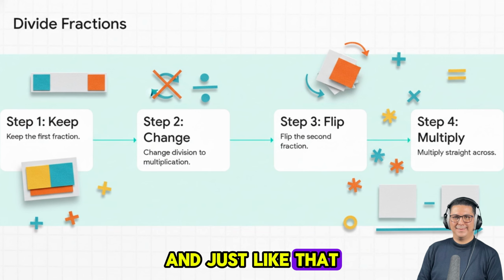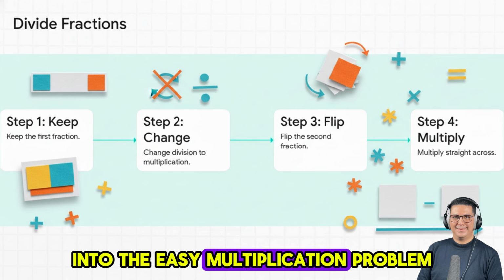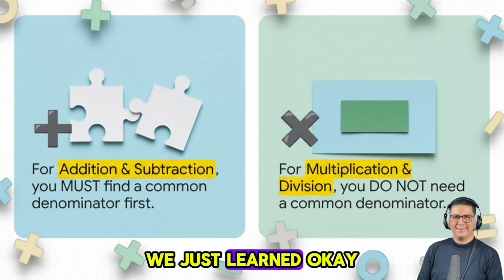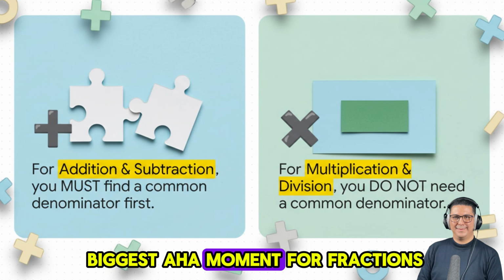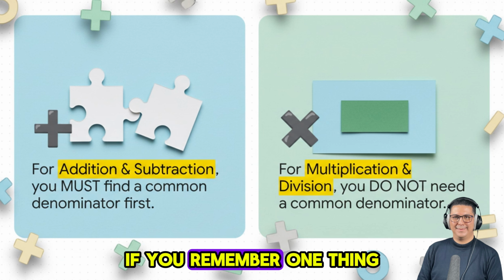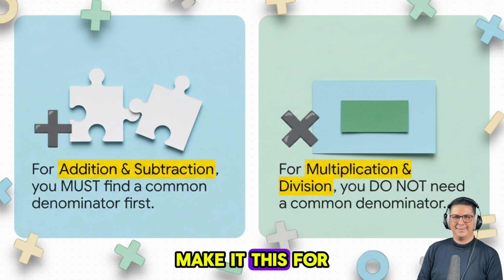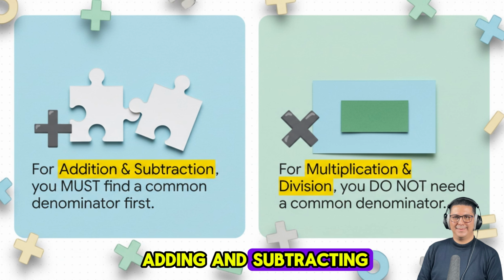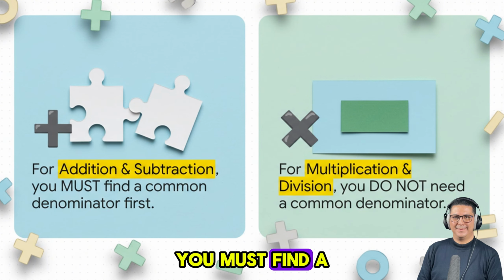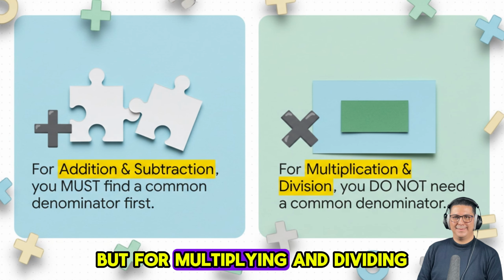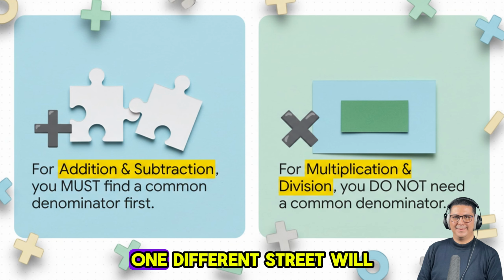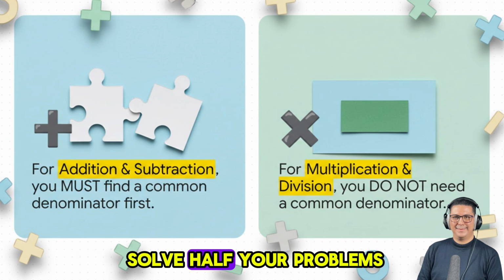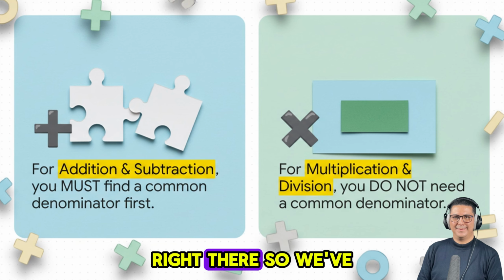And just like that, you've turned a scary division problem into the easy multiplication problem we just learned. Okay, this right here is probably the biggest aha moment for fractions. If you remember one thing, make it this. For adding and subtracting, you must find a common denominator. But for multiplying and dividing, you do not. Getting this one difference straight will solve half your problems right there.